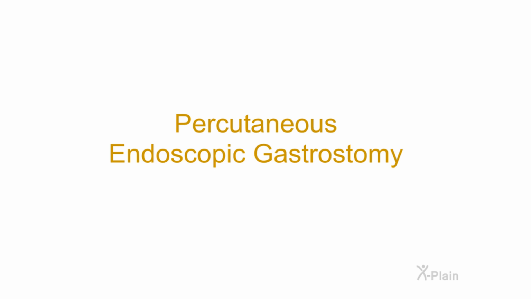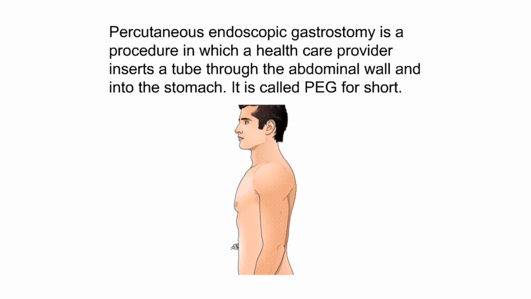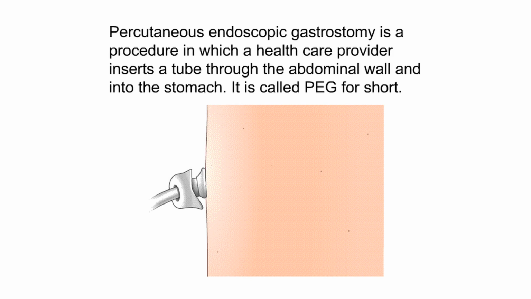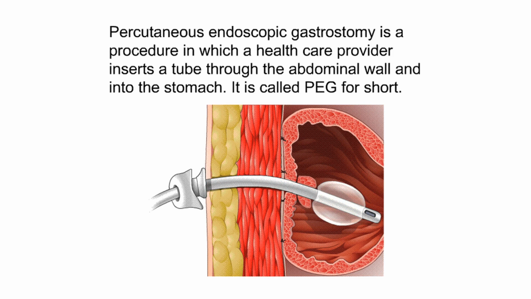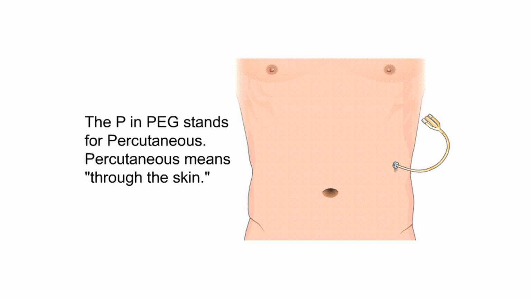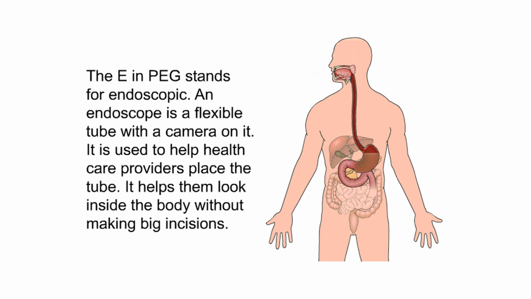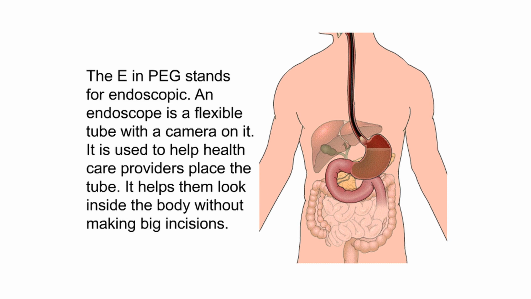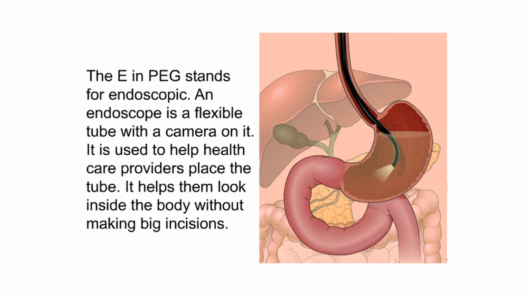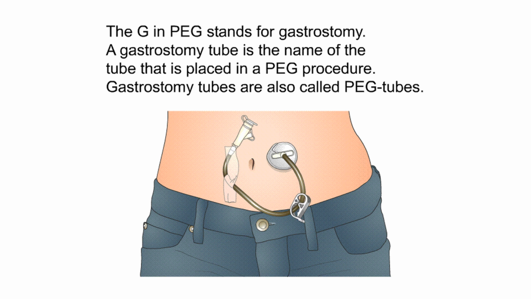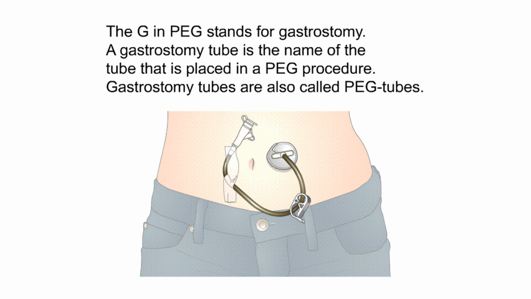Percutaneous Endoscopic Gastrostomy. Percutaneous endoscopic gastrostomy is a procedure in which a healthcare provider inserts a tube through the abdominal wall and into the stomach. It is called PEG for short. The P in PEG stands for percutaneous. Percutaneous means through the skin. The E in PEG stands for endoscopic. An endoscope is a flexible tube with a camera on it. It is used to help healthcare providers place the tube. It helps them look inside the body without making big incisions. The G in PEG stands for gastrostomy. A gastrostomy tube is the name of the tube that is placed in a PEG procedure. Gastrostomy tubes are also called PEG tubes.